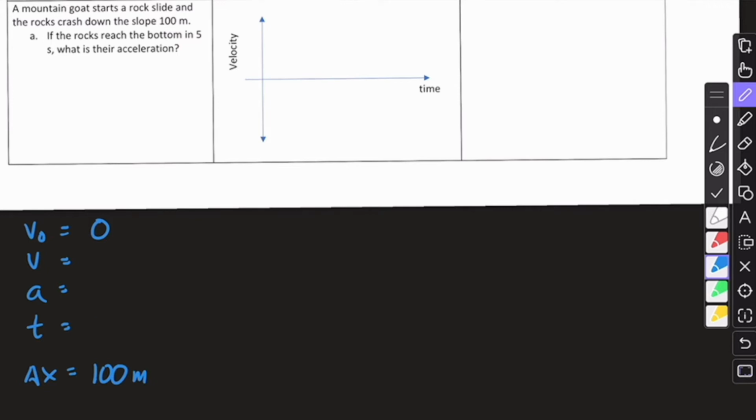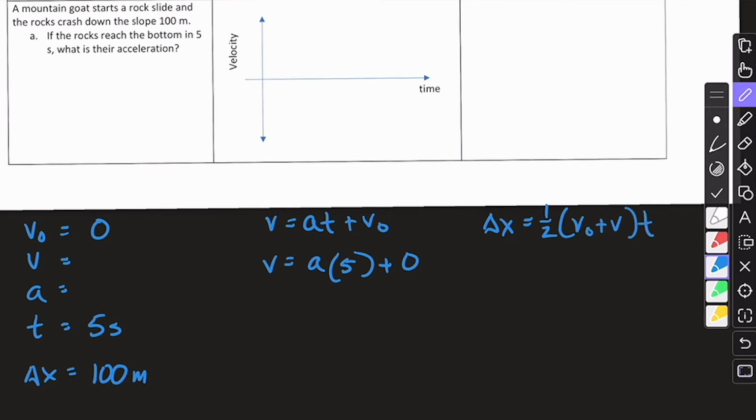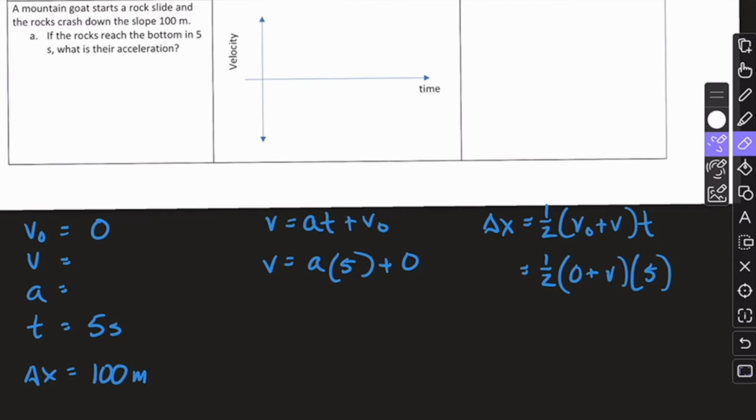And the rocks reach the bottom in 5 seconds. There's only one thing here that's in seconds. Now, based on what I know, this is the information provided. Any questions about that? I'm going to skip the graph. I don't care about the graph. I know V equals AT plus V naught. I can count on that. In this case, V equals A times 5 plus 0. I also know delta x equals 1/2 (V naught plus V) times T. That's delta x equals 1/2 (0 plus V) times 5. I'm sorry, delta x is 100.